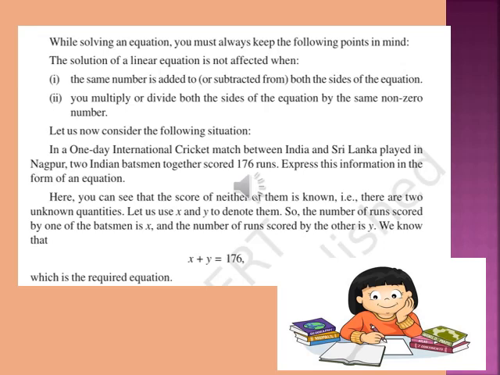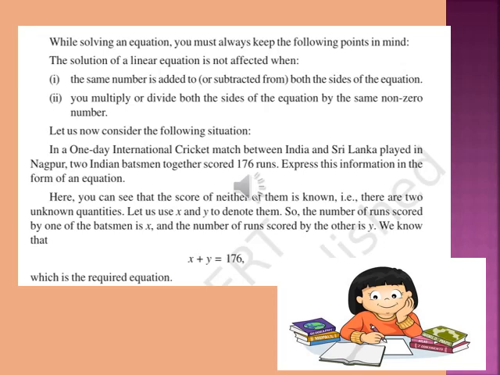Let's now consider the situation in a one-day international cricket match between India and Sri Lanka played in Nagpur. Two Indian batsmen together scored 176 runs. Now we have to express this information in the form of an equation. So the total runs scored by the two batsmen is 176.